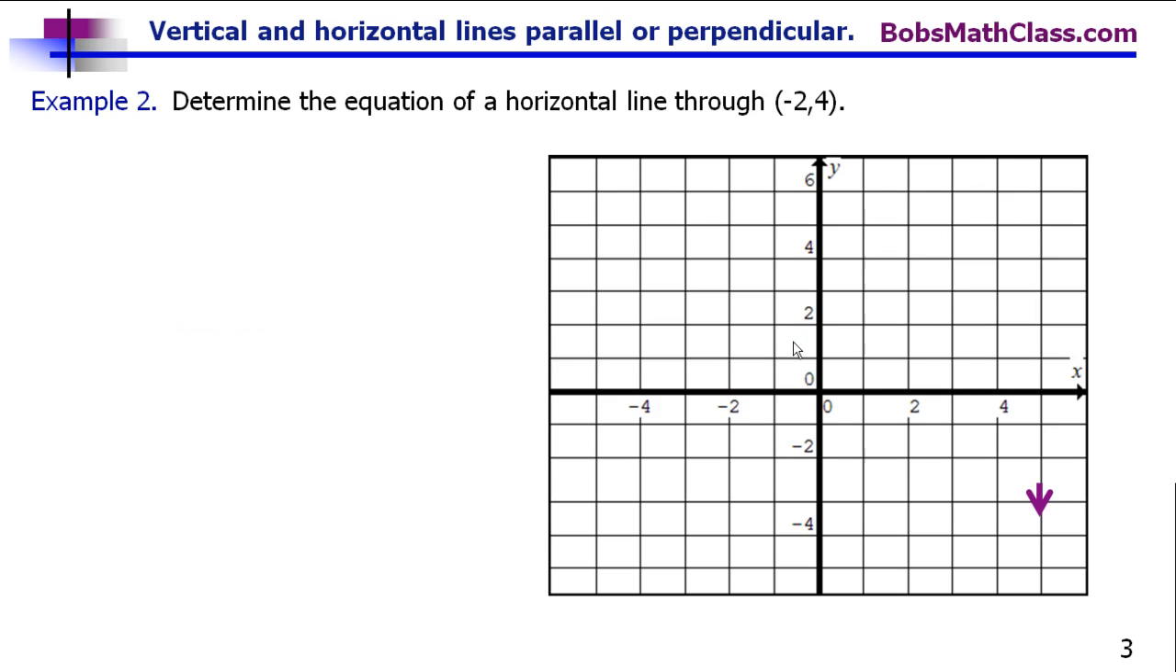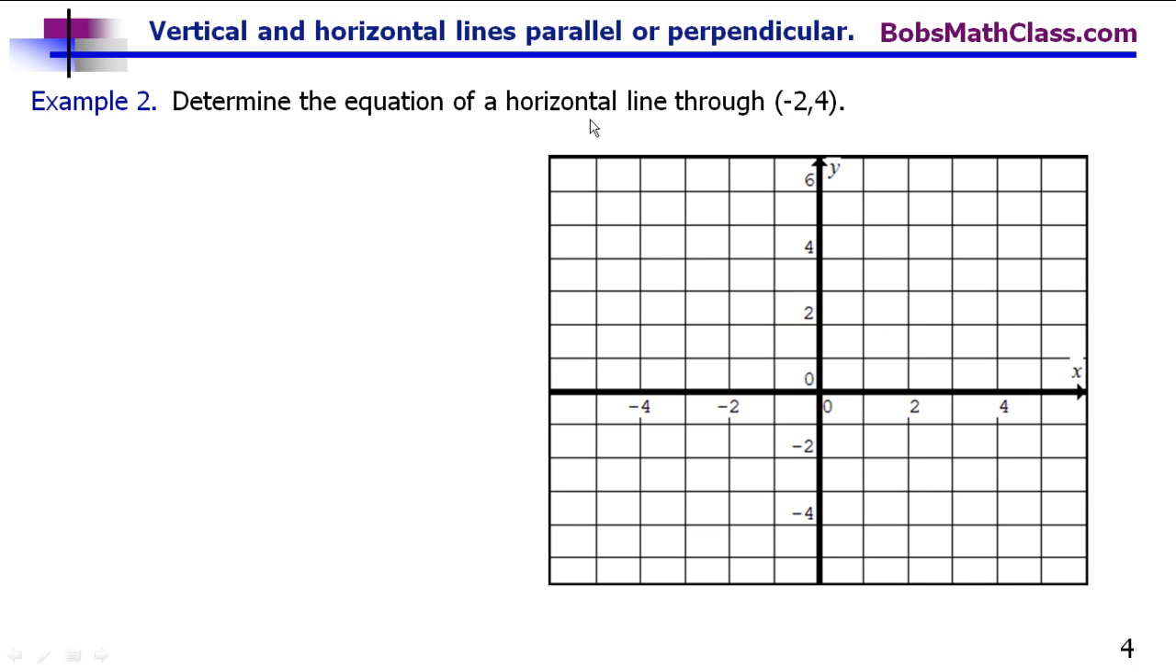Let's go to another one. Determine the equation of a horizontal line through -2, 4. Let's plot that point. -2, 4. About right there.